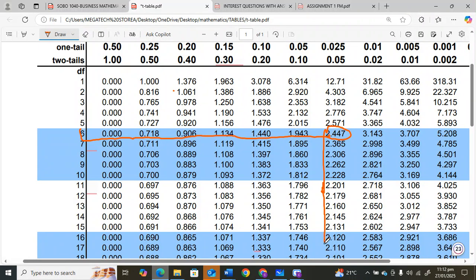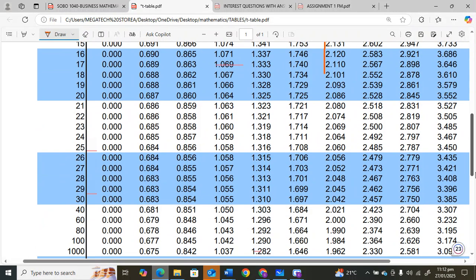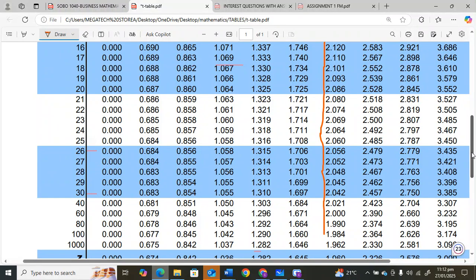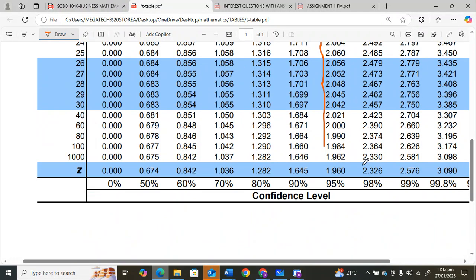T table. So where the degree of freedom and the confidence interval intersect, that's your value. Just remember this: whatever course you're doing, if you're dealing with a table, it's just where the horizontal and the vertical intersect. That is your value. Any questions before we move further?